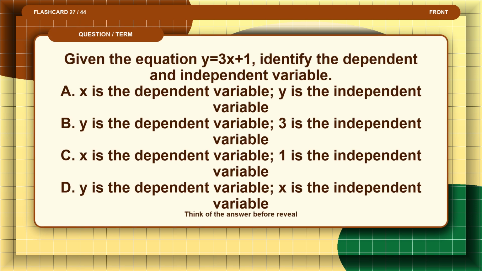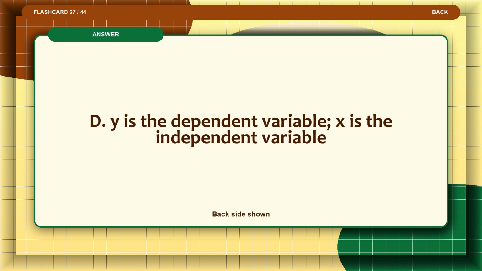Flashcard 27. Given the equation y equals 3x plus 1, identify the dependent and independent variable. A. X is the dependent variable, y is the independent variable. B. Y is the dependent variable, 3 is the independent variable. C. X is the dependent variable, 1 is the independent variable. D. Y is the dependent variable, x is the independent variable. Think of the answer before the reveal. The answer is D.